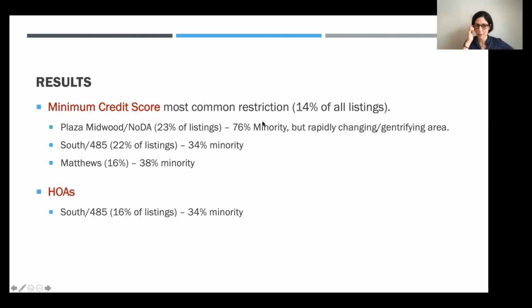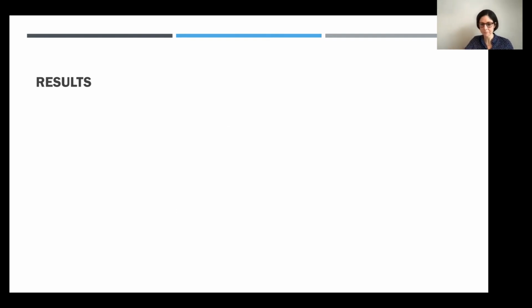We also looked at homeowners associations. These can be restrictive because they impose additional fees. So even if you can afford the rent, you must pay these extra homeowners association fees to take advantage of the golf course, whether or not you play golf. They also tend to have other restrictions and their own rules. So this was the second most common restriction, and again, mainly in whiter neighborhoods.